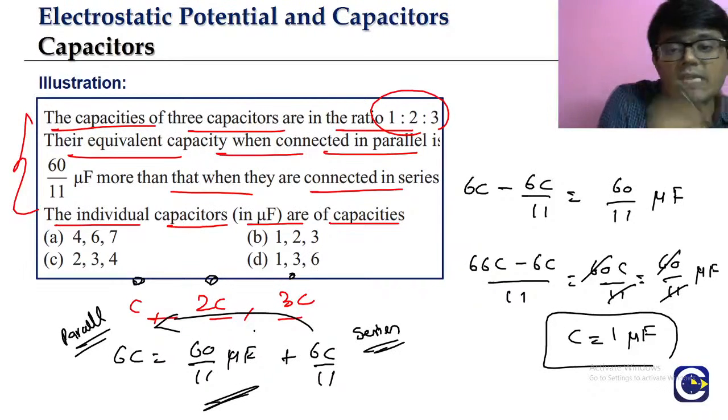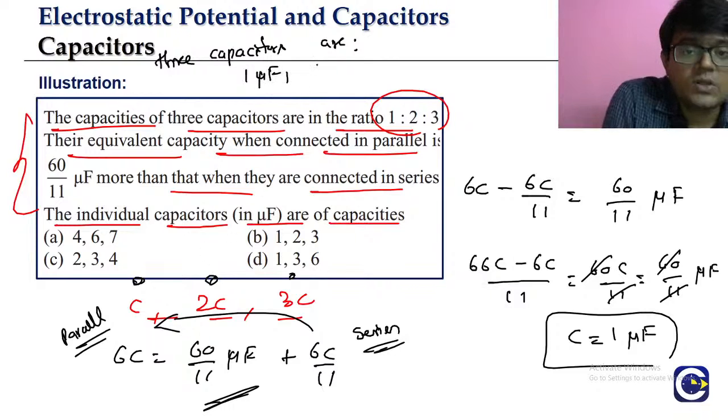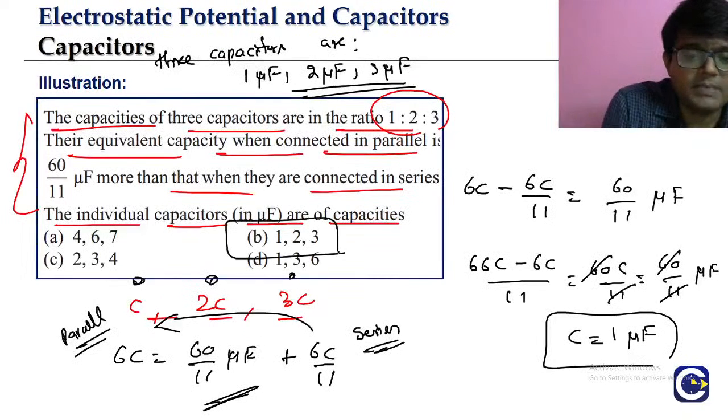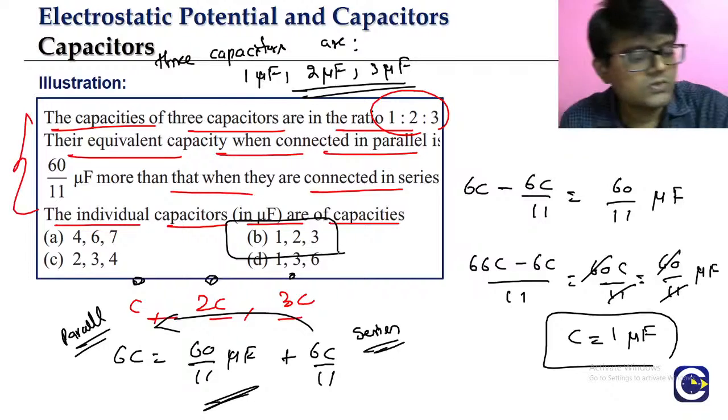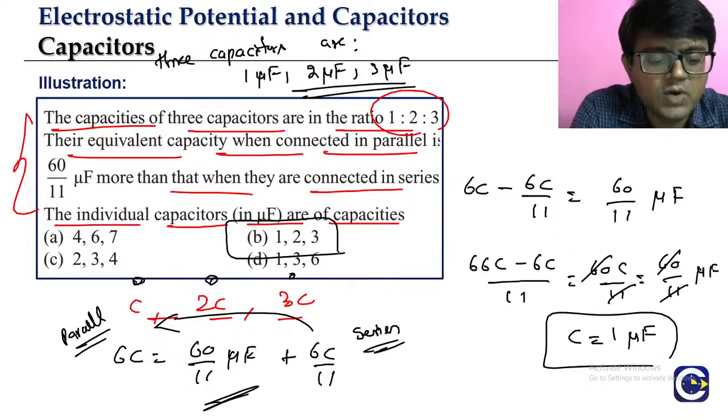Initially we took the capacitance values as C, 2C and 3C. C comes to 1 microfarad, which means the three capacitors are: C is 1 microfarad, 2C means 2 microfarad, and 3C means 3 microfarad. That's all. So what is the answer for this? Option B. The individual capacitance values are 1 microfarad, 2 microfarad and 3 microfarad.